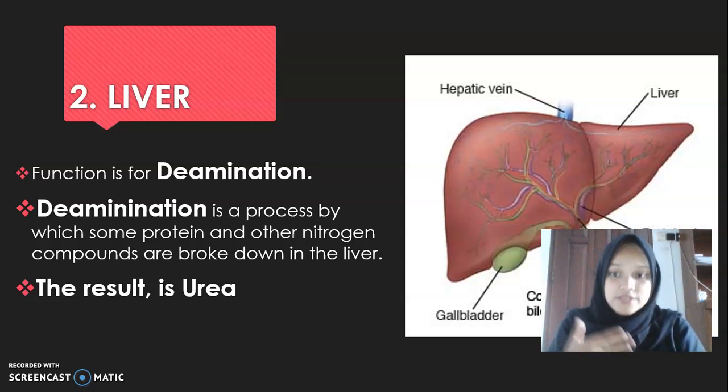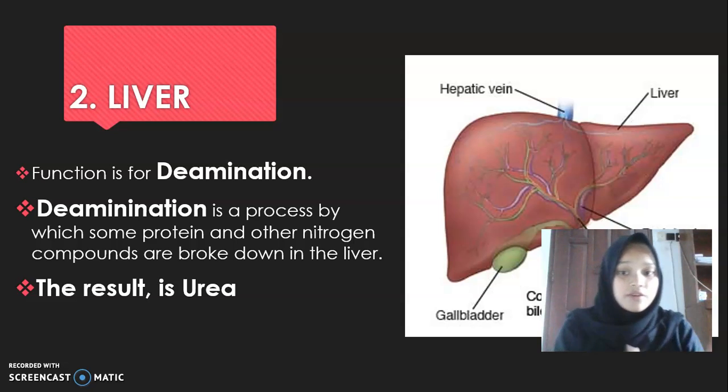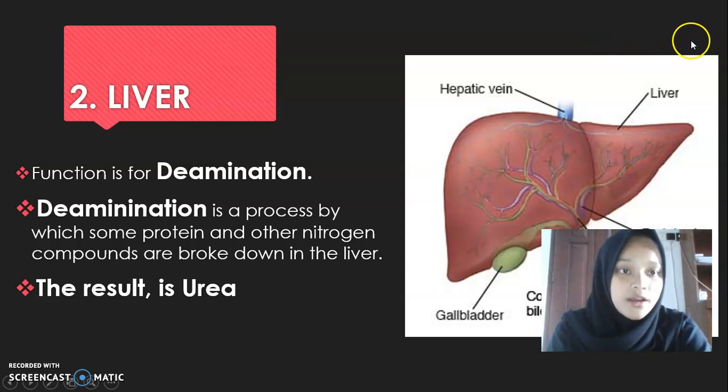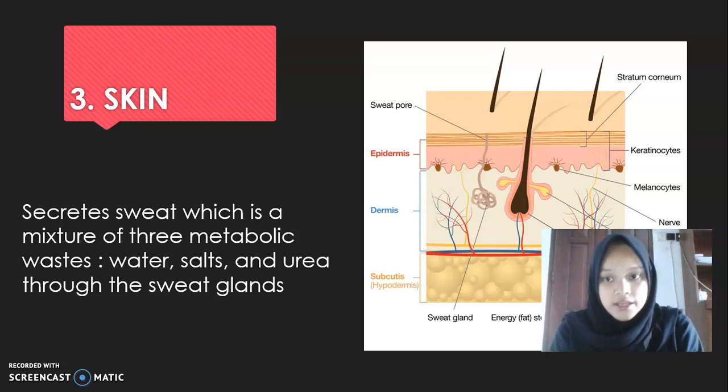Deamination is a process by which some proteins and other nutrient compounds are broken down in the liver, and the result in the liver is urea. The third is skin. The skin secretes sweat, which is a mixture of three metabolic wastes: water, salt, and urea, through the sweat glands.